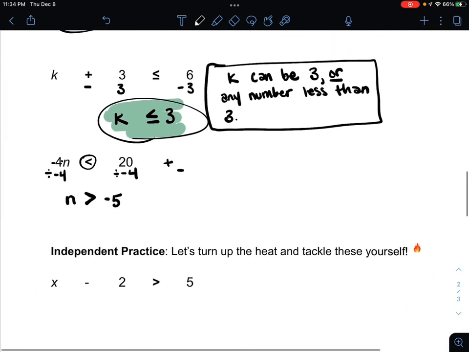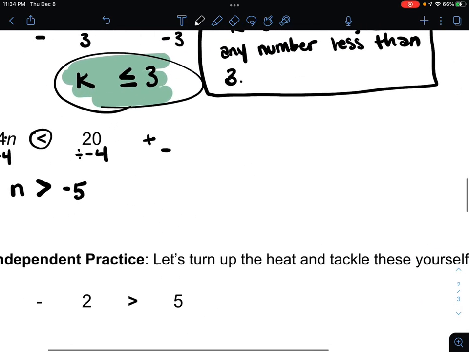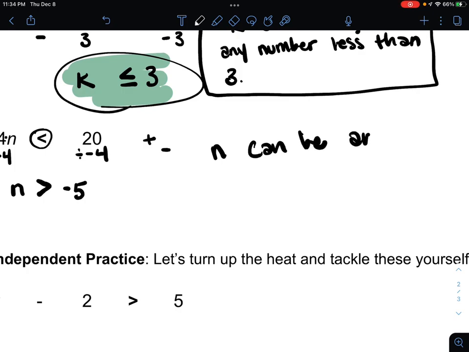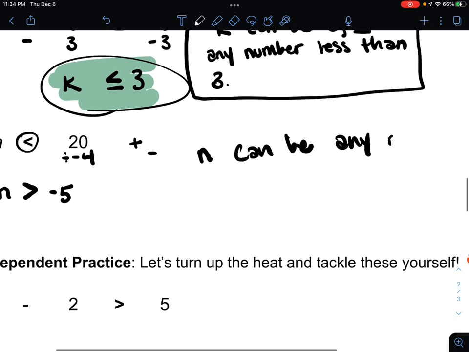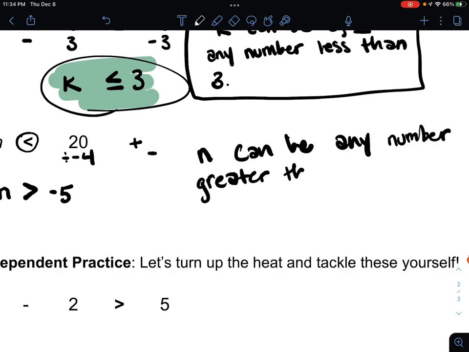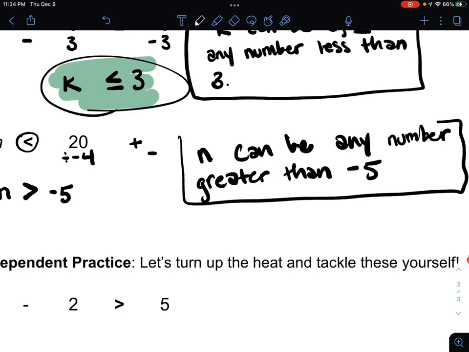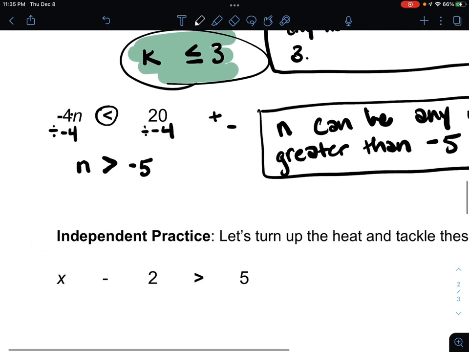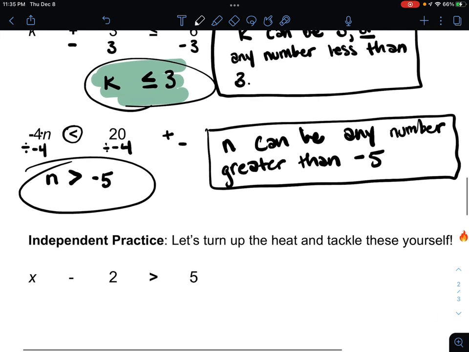So what does this mean? It means n can be any number greater than negative 5. n is greater than negative 5.